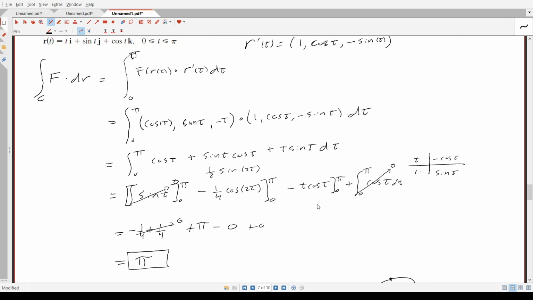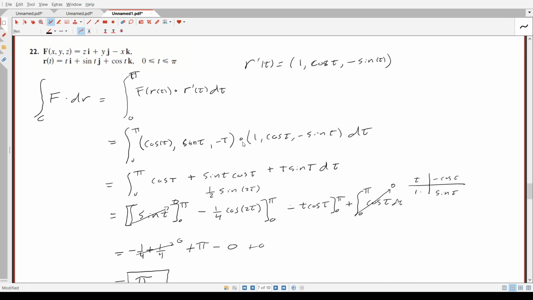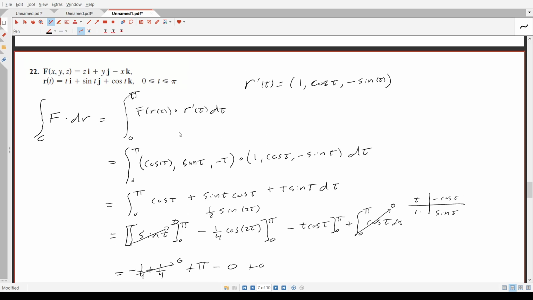So I hope you can see that these ones are a little bit simpler. The hardest part about these is if you have to come up with the parameterization yourself. Sometimes that can be not as straightforward. Hopefully you've had a little bit of practice with that. But the actual integration part is not hard.